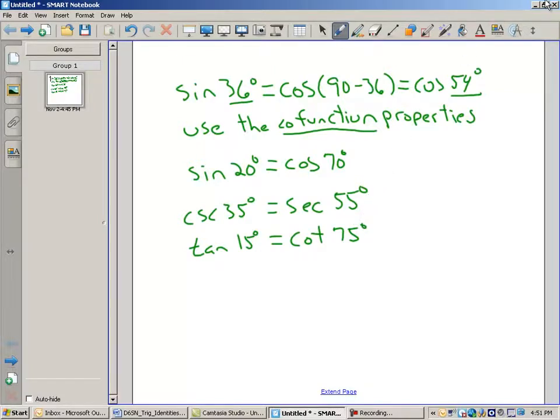Alright, so what we're going to do next are our sum and difference properties, which is the bottom half of that page.